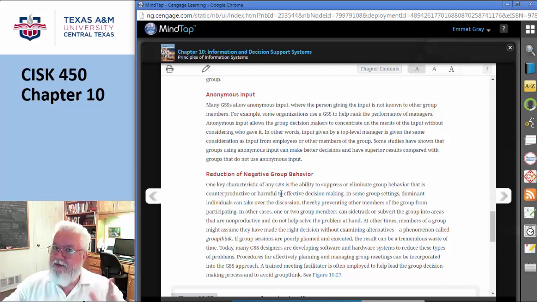There are lots of things that software can do to help reduce negative behavior, of individuals and, believe it or not, of groups, because there's nothing worse than getting a bunch of people together to make a bad decision.